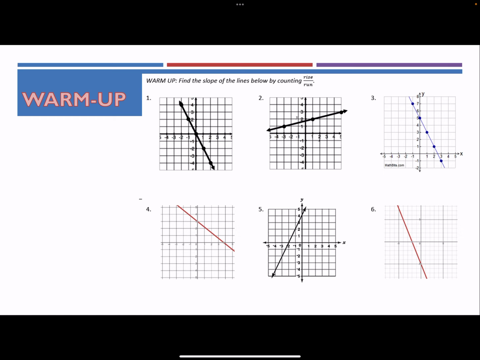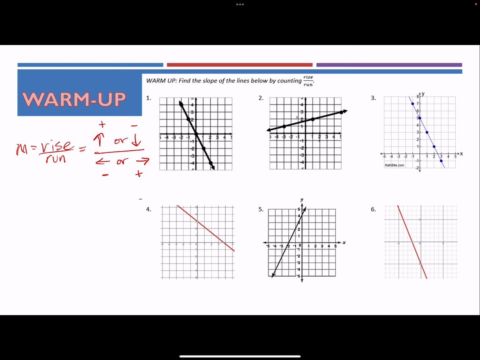Okay, so as a quick reminder, rise over run means you either go up or down first. You count up or down first, and then you count either left or right. Now, if you count up, you're counting a positive number. If you count down, you're counting a negative. If you count left, you're counting a negative, and if you count right, you're counting a positive.